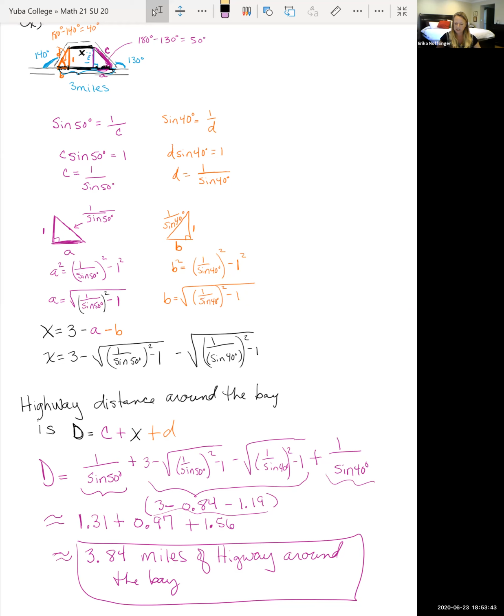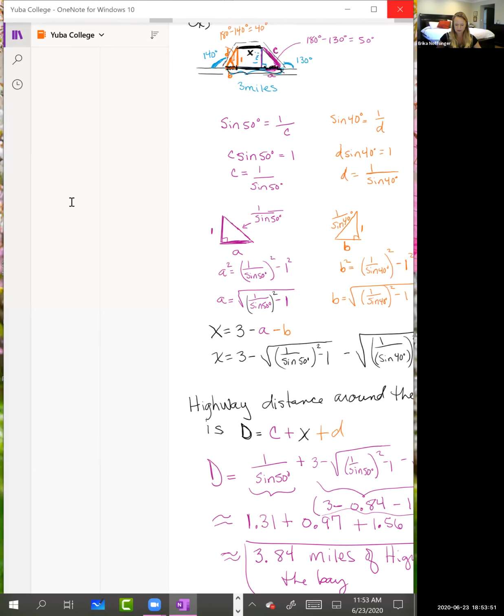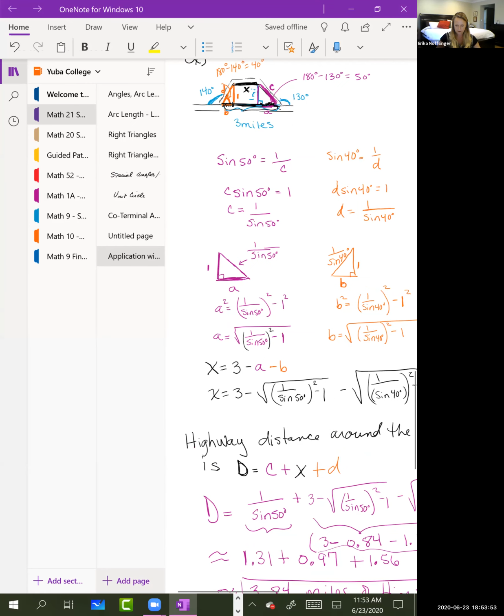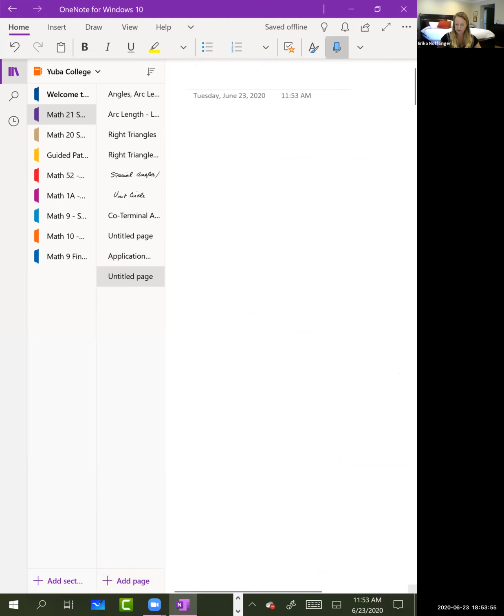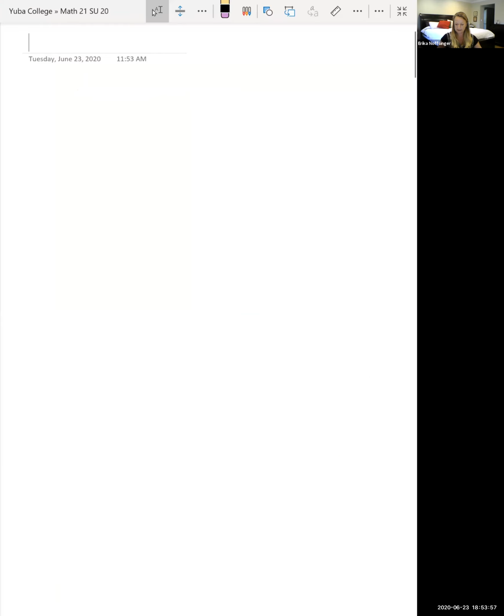So I'm going to change the page and we're going to jump into starting to graph these trig functions. So we're going now into 7.6. Graphing, we're just going to graph sine and cosine.